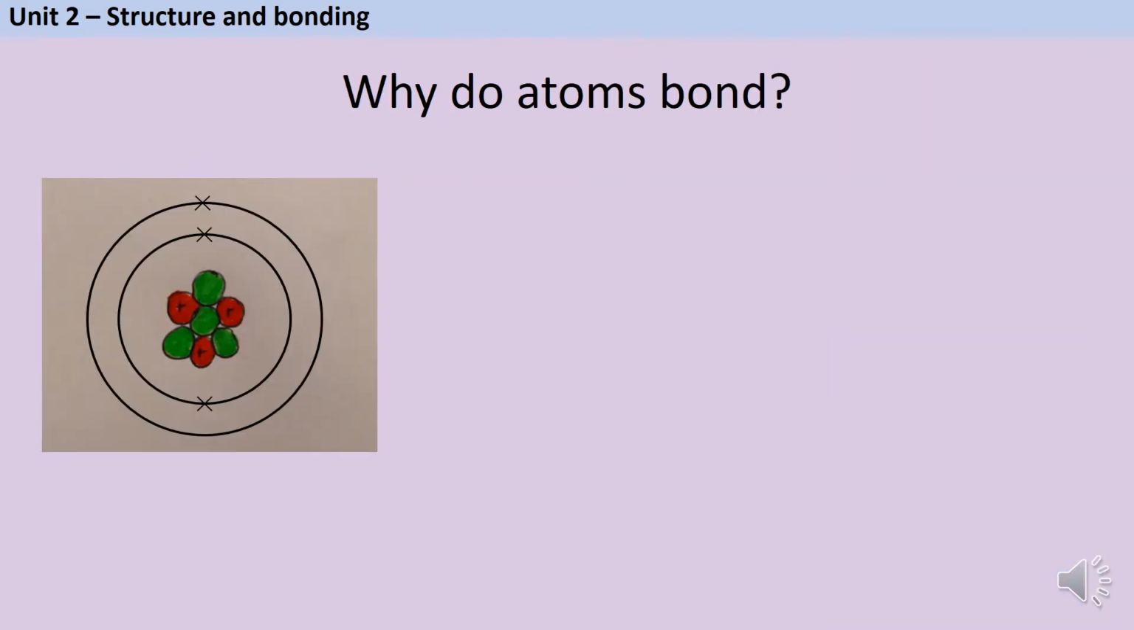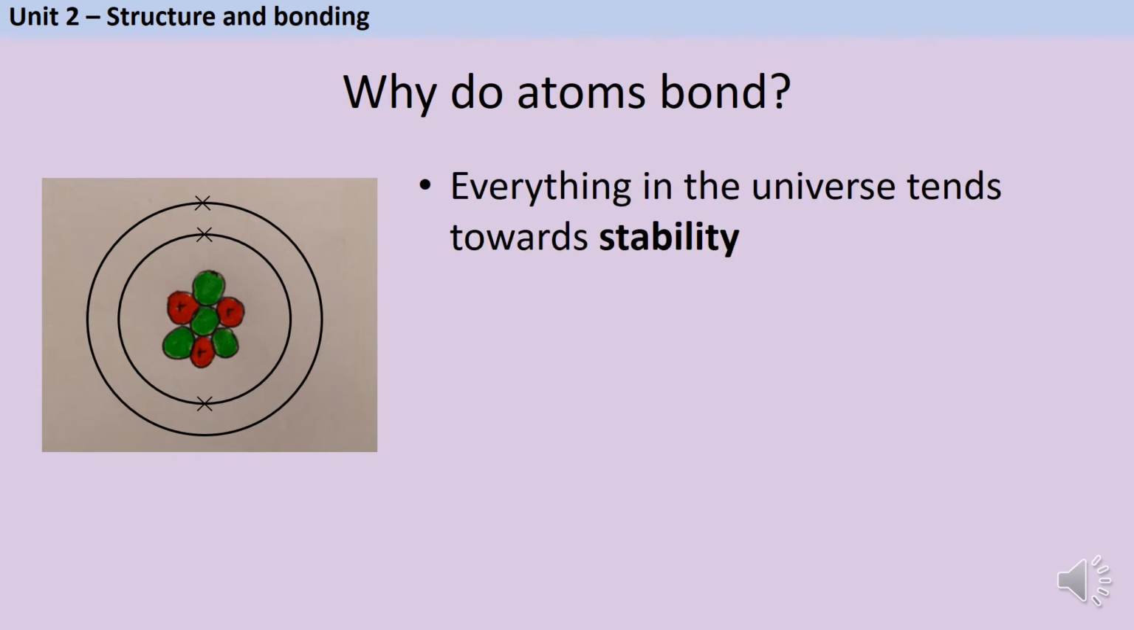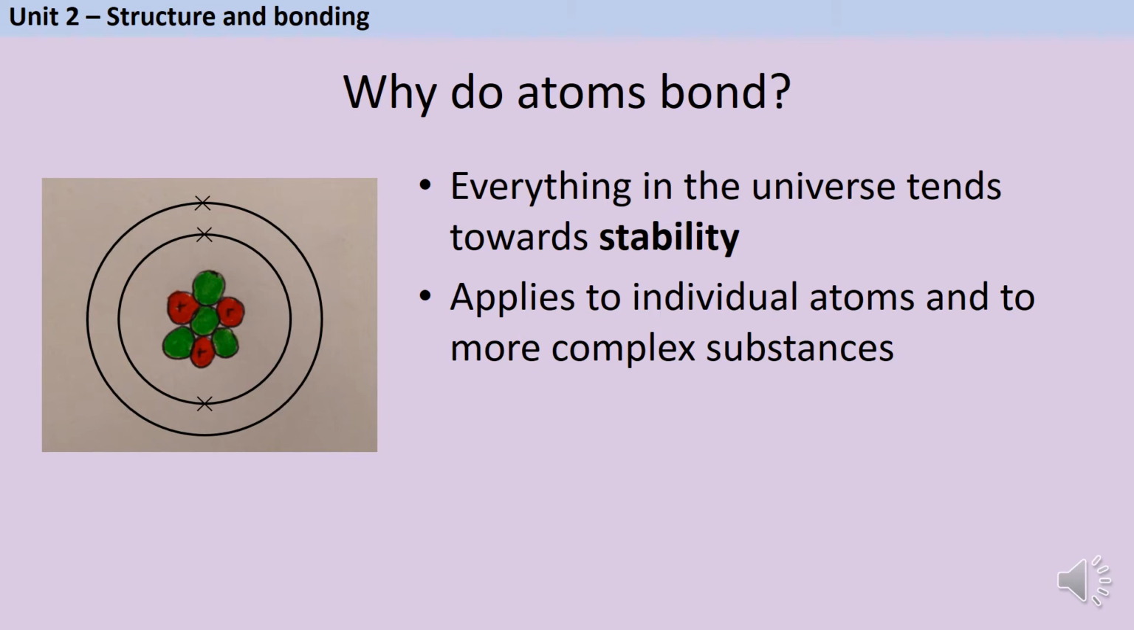One thing that we often don't talk about a lot at GCSE is why atoms form bonds in the first place. We just sort of assume that they do, but there is a reason. Everything in the universe tends towards becoming more stable. Now, that doesn't necessarily mean that it's trying. We're not talking about atoms having thoughts and feelings, but in the same way that an object that is off balance will tend to fall over and reach a more stable position, so will atoms and molecules move in a way that makes them more stable. And this applies both to individual atoms and also to more complex substances.